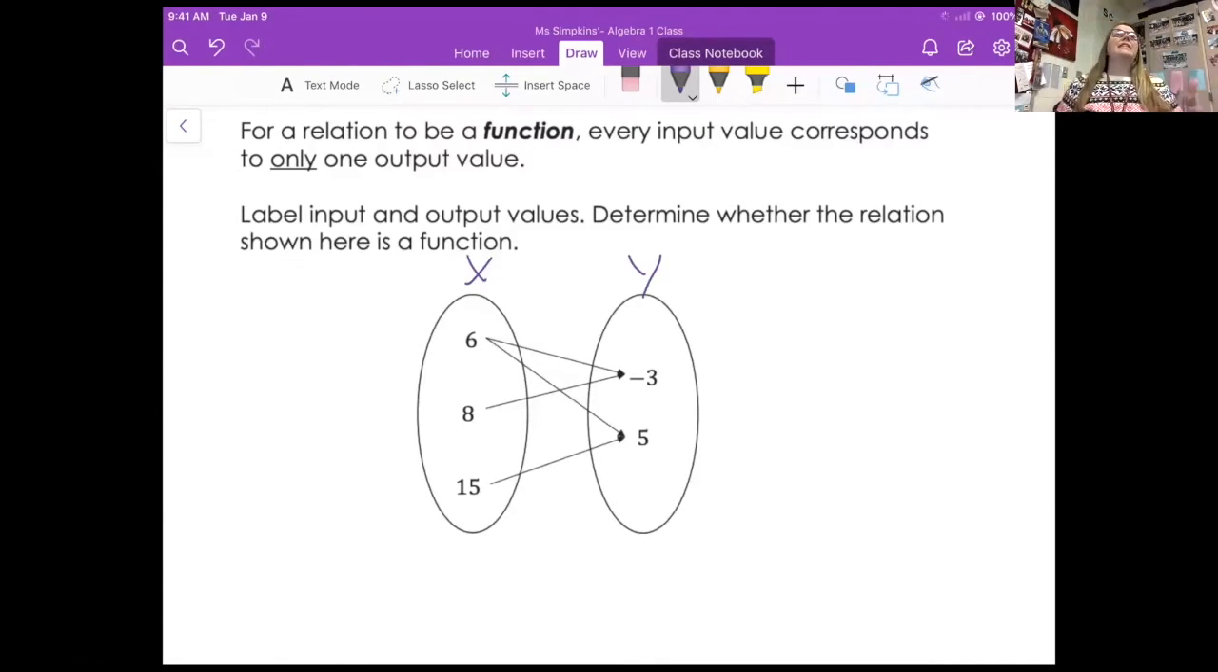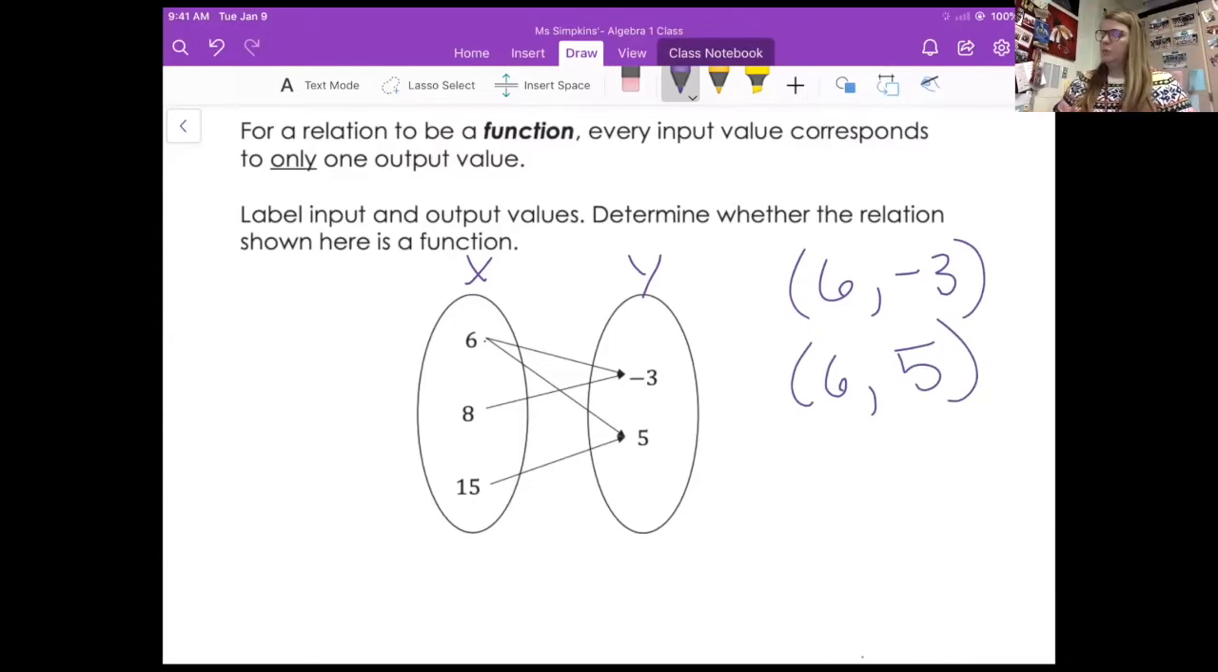So we're going to actually write the points out. So the first point, the X value is 6. And I want you to notice that a line is drawn from 6 to what other number? Negative 3. That's the first point. X's value is 6. The Y value is -3. The input is 6. The output is -3. What other value does 6 have a line drawn to? 5. Okay, so that's our second option. 6 goes with 5 also. The input is 6. The output is 5.